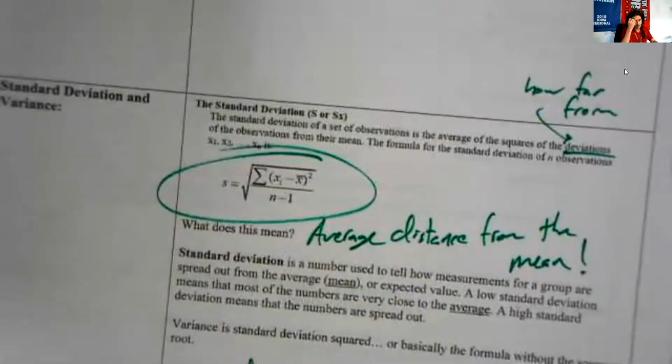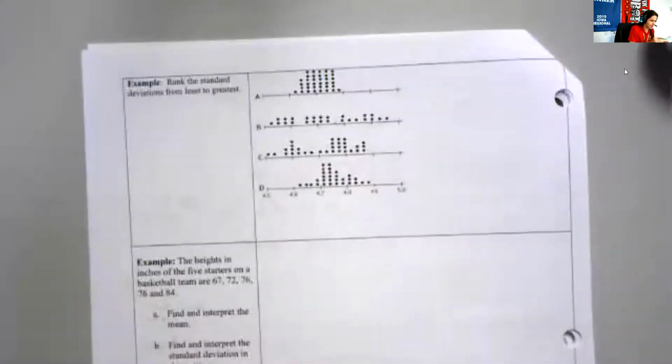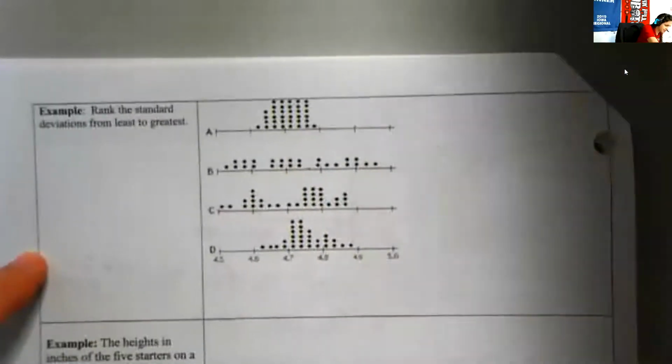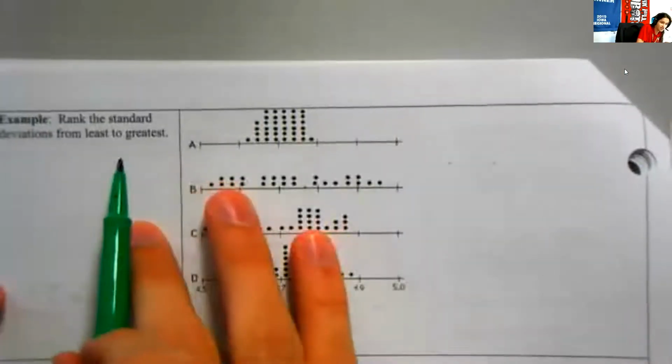So you've got a formula there. It's given on your notes. It's given on your formula sheet. Not something we have to calculate all that often by hand. It is something that we visually have to observe sometime. Take a look at some dot plots. Rank the standard deviations from least to greatest.